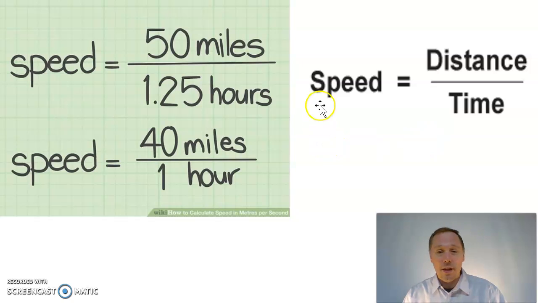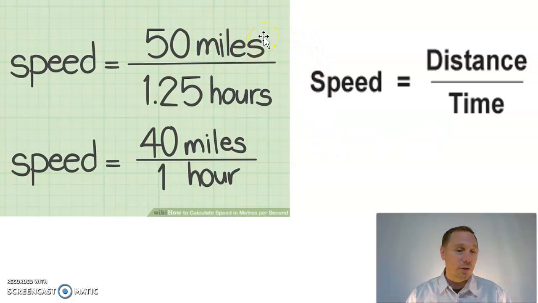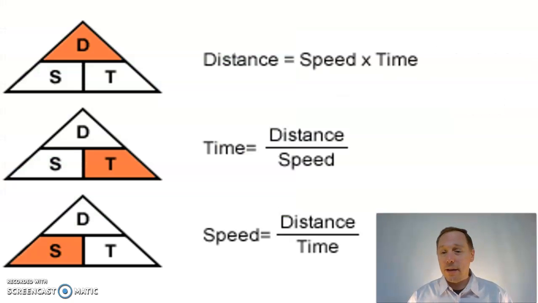So, for example, if you went 50 miles and it took you 1.25 hours, you divide those two numbers and you get 40 miles per 1 hour. 40 miles per hour. And these three are in a mathematical relationship. You can see here that if you know any two of the variables, you can solve for the third.